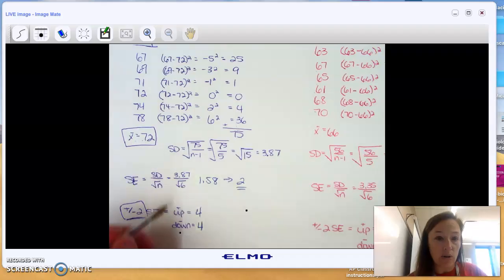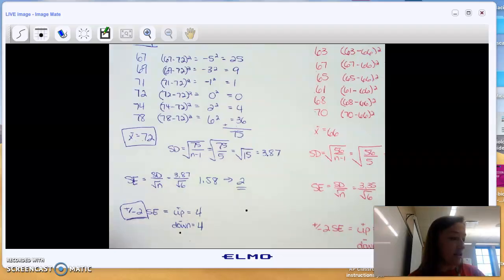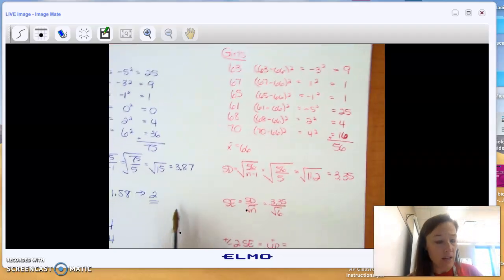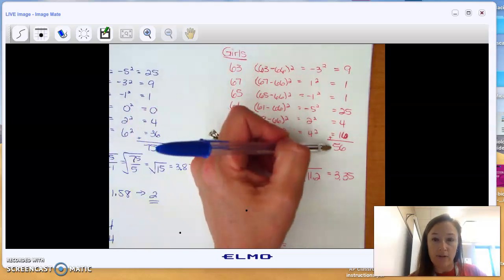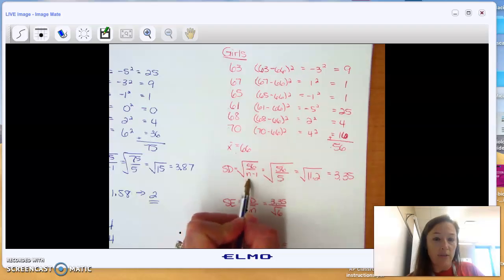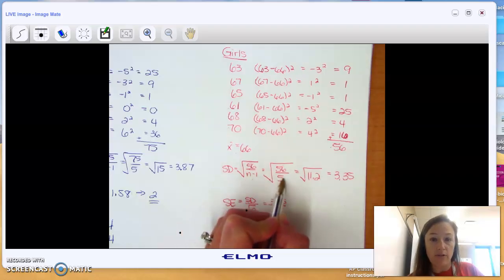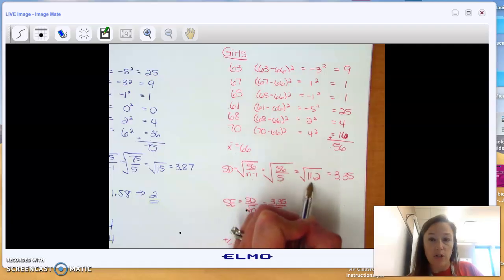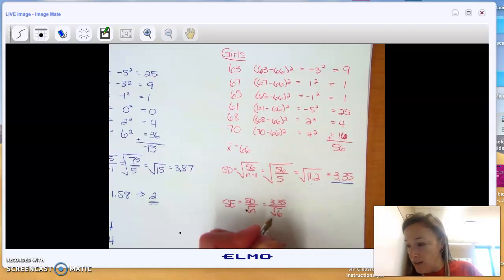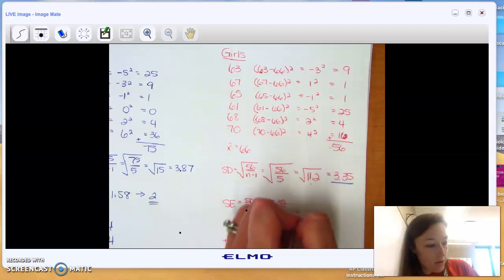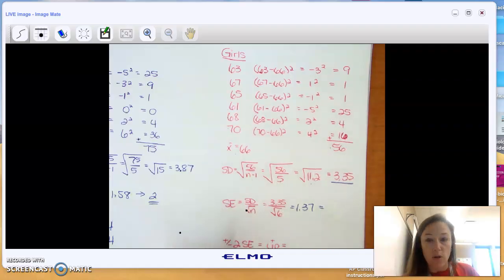Our mean is 72. Our standard error bars are going to go up 4 to 76 and down 4 to 68. For the girls, same thing. We calculated the mean, it was 66, subtracted the mean from each value, squared it, added those up, and got 56. Plug that in over n minus 1. We had 6 girls again, so n minus 1 is 5. That was 11.2, square root, so our standard deviation is 3.35. 3.35 divided by the square root of 6 is 1.37.